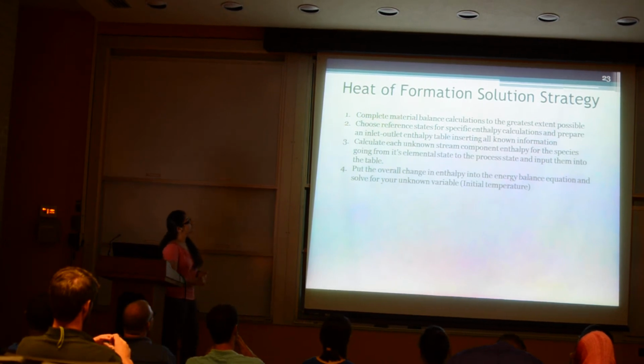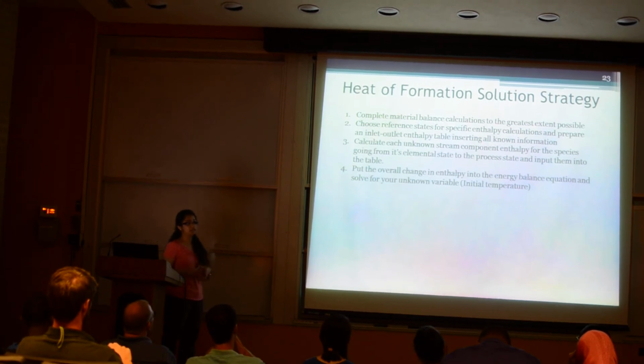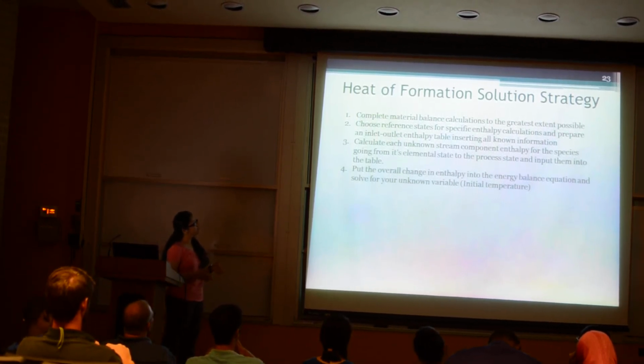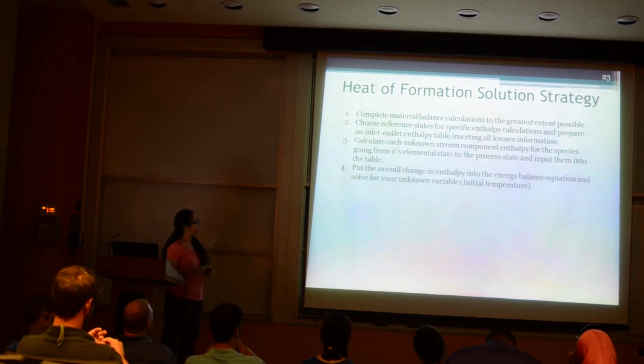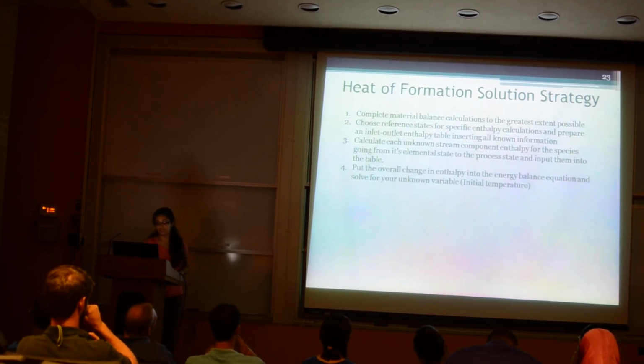Now the heat of formation solution strategy: we first complete our material balances to the extent that we can. Then we choose our reference states for specific enthalpy, and they basically help us in preparing the inlet-outlet table. Then we calculate each component's enthalpies, whatever we can, and if we cannot, we come up with the equation in the form of T. And then we put together our overall change in enthalpy, and we solve for our unknown variable, which is our initial temperature.